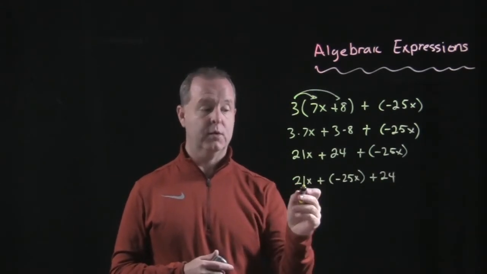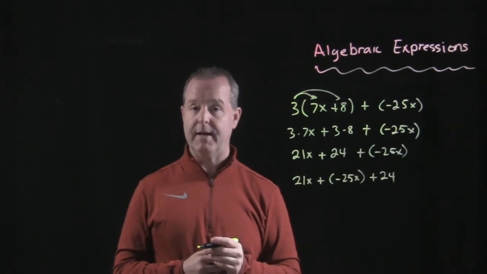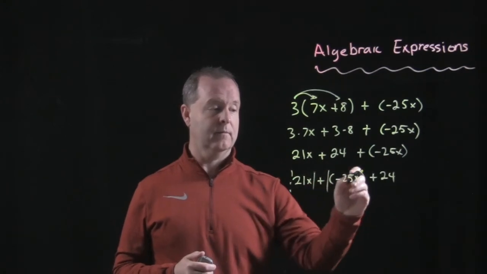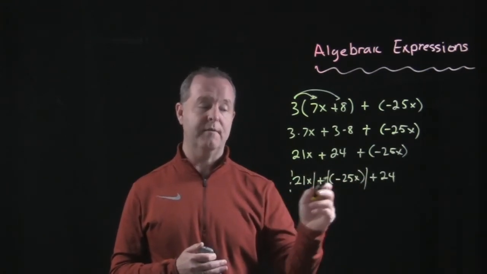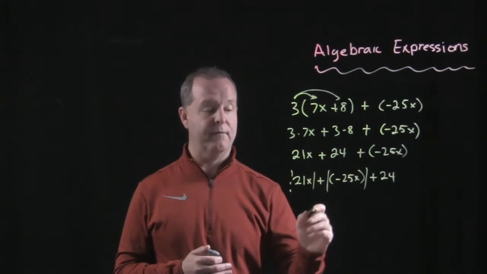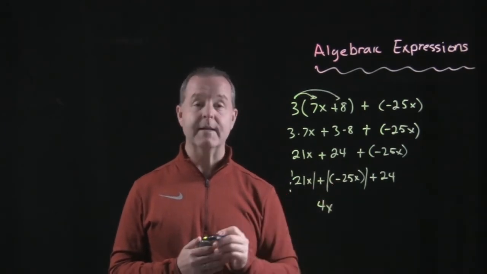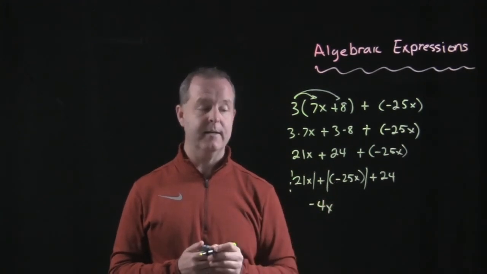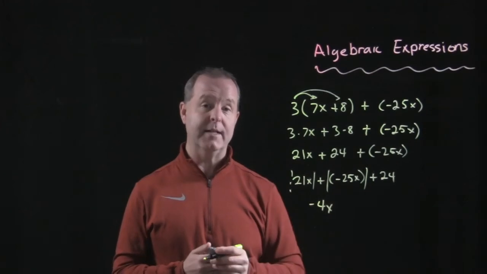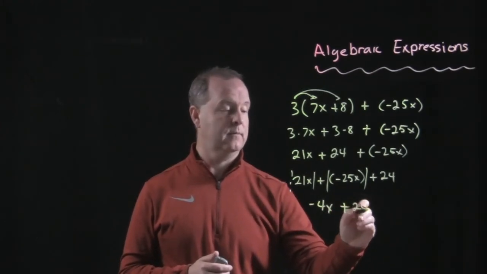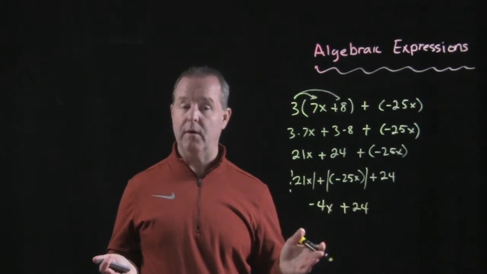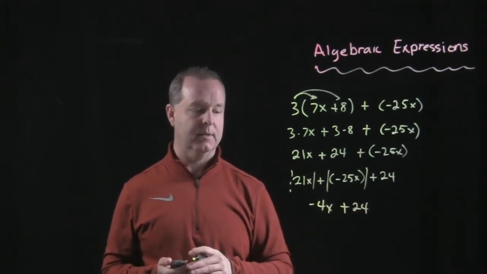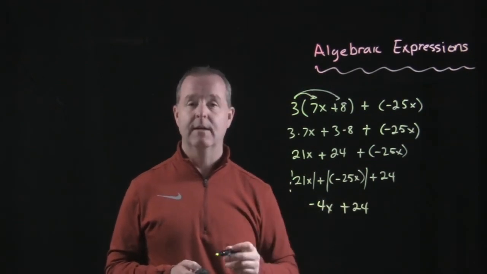Combine like terms, 21x plus a negative 25x. I can think of it as their absolute values. Subtract the smaller one from the larger one, which will produce a 4x. Bring the sign of the larger magnitude. 25 is larger, so I'll carry its sign. And then I continue with the rest of the expression, which is a plus 24. I can't go any farther at this point. These are unlike terms, and I cannot add unlike terms. So my final result is a negative 4x plus a 24.